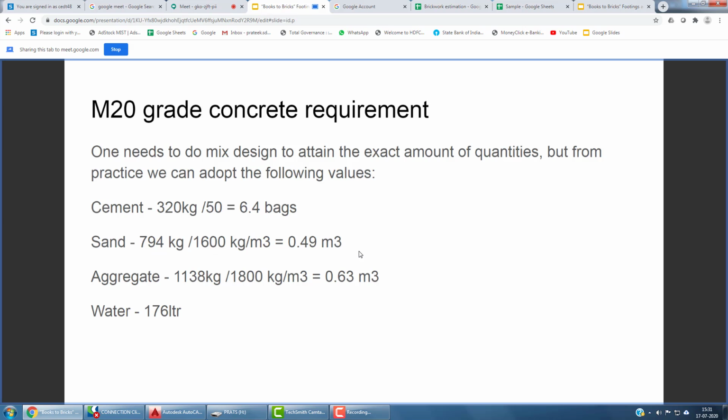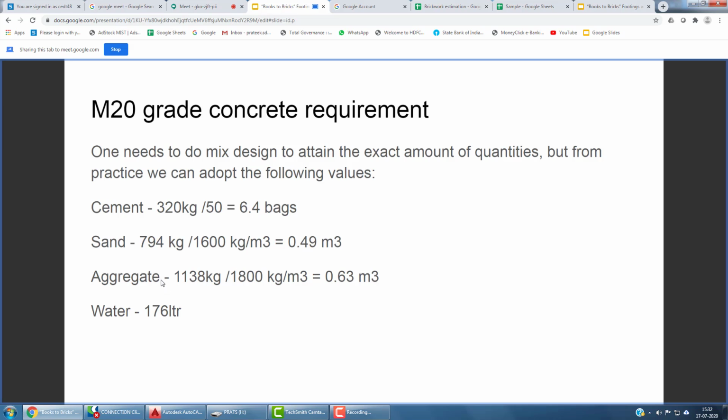So sand, how much m cube? This is in terms of kg. 794 kg is required. To convert that to volume in m cube, I am dividing it by 1600 kg per m cube. This is the density of sand. Please note 1600 kg per m cube is the density of sand. To convert from kg to m cube.